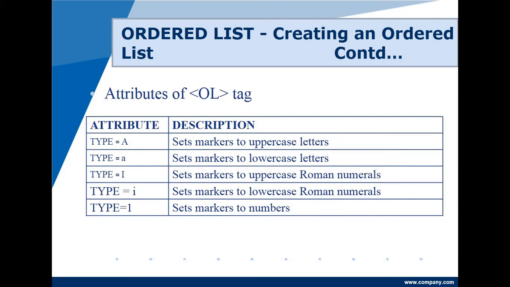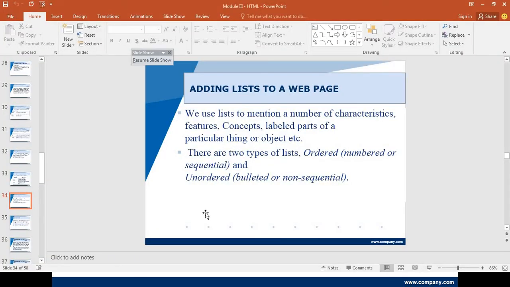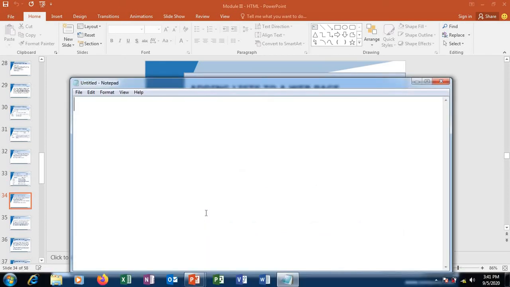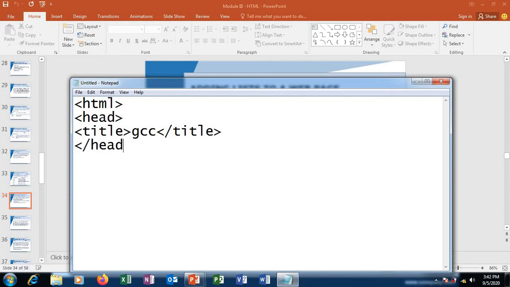Let's now understand this with a practical coding. So let me switch my window to Notepad, and we'll start with HTML, head and title. And the title that I wish to give is GCC. Let me end this tag called title, and also with it we'll end the head tag, and then we'll begin with the body tag to add our main content.